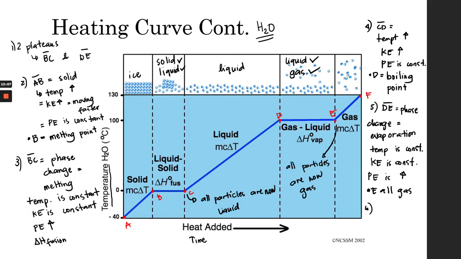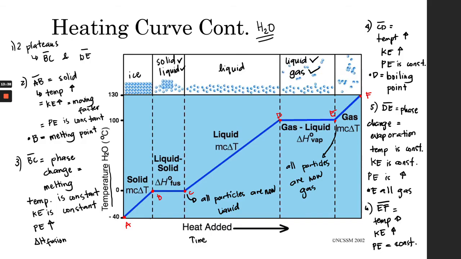So segment EF, the temperature starts to increase again. So the kinetic energy increases again, while the potential energy is constant. Okay, so those are the different sections of a heating curve and what is happening on a heating curve.